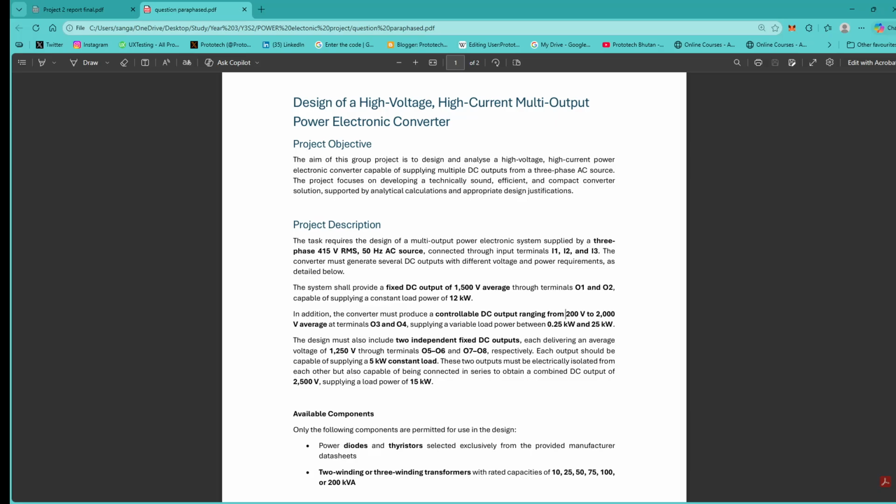These terminals should generate 1250 volts, and each terminal is connected to a constant load of 5 kilowatts. Now, when these two rectifier circuits or converters are connected in series, they should be capable of producing 2500 volts, and should be able to supply a load of 15 kilowatts.